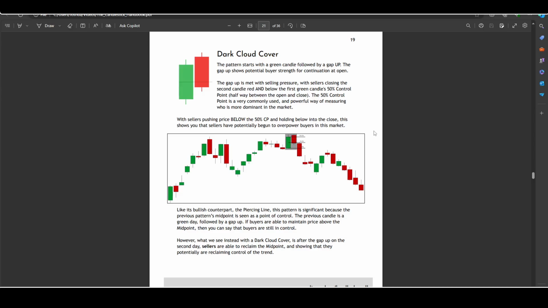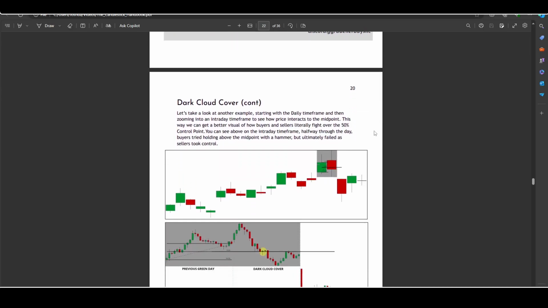With sellers pushing below the 50% control point and holding below into the close, this shows you that sellers have potentially begun to overpower the buyers in the market. Like its bullish counterpart, the piercing line, this pattern is significant because the previous pattern's midpoint is seen as a point of control. The previous candle is a green day, followed by a gap up. If buyers are able to maintain price above the midpoint, then you can say that buyers are still in control. However, what we see instead with the dark cloud cover is after the gap up on the second day, sellers are able to reclaim the midpoint, showing that they potentially are reclaiming control of the trend. Very clear visual there.